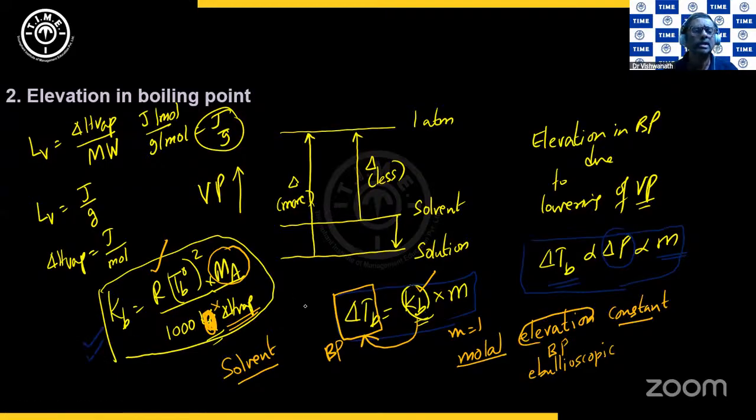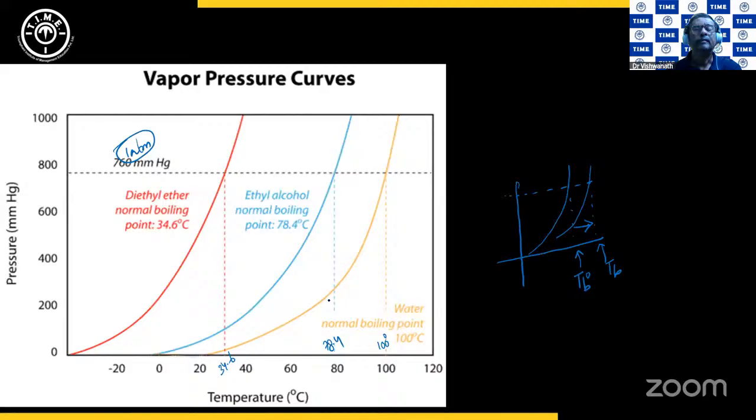So all those things are put on the left hand side here. So this is about the elevation in the boiling point. We shall now see the vapor pressure curves, right? Now this is vapor pressure versus temperature, for a few liquids we have shown here.